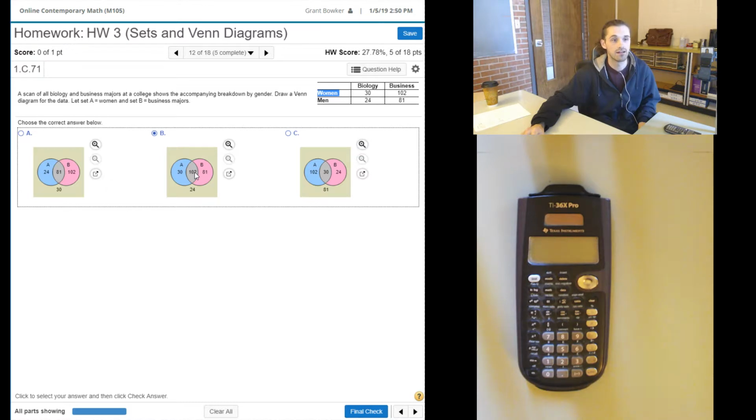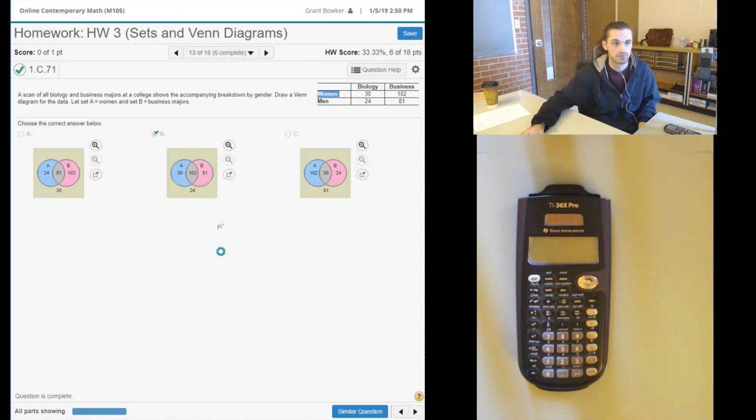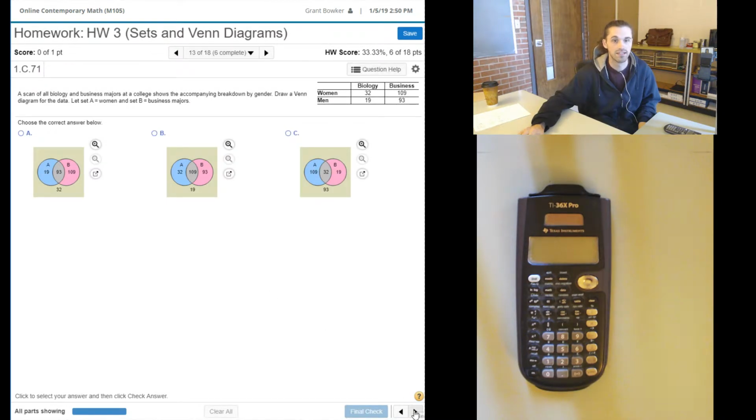You can follow that up from there. There's 81 business majors who are not women. That would be the 81 business majors who are men. And then this 30 that's represented over here, well, that would be 30 women who are not business majors. 30 women that are not business majors would be this 30 that are biology majors. All right, I'll let you take a stab at these.